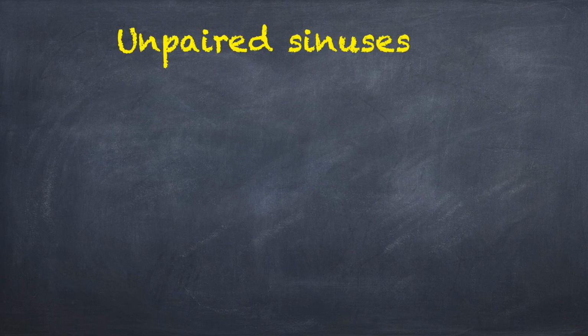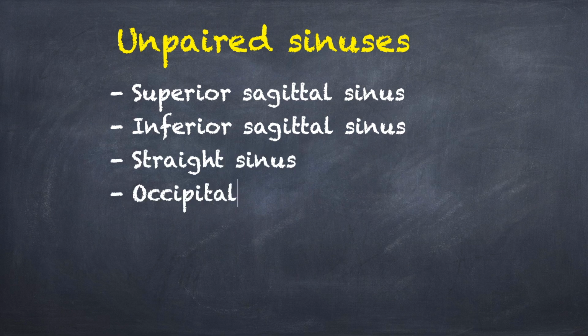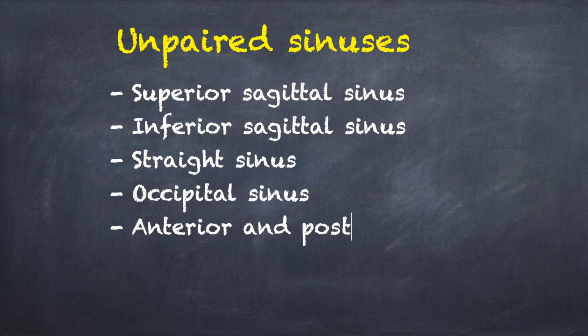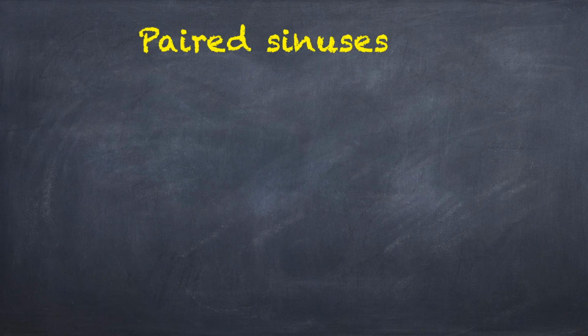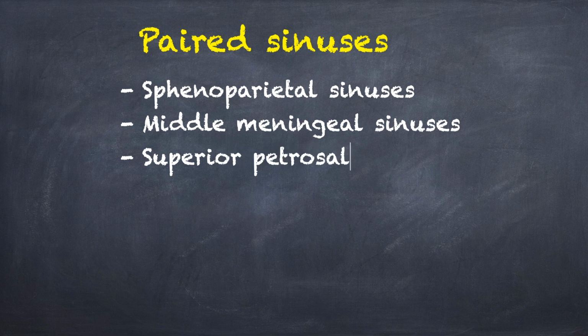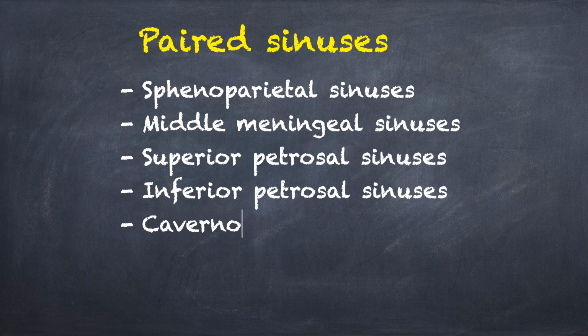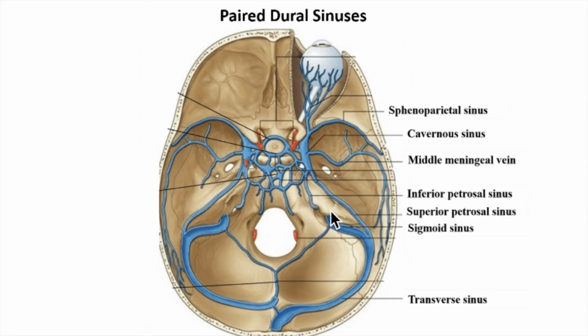So what are the unpaired sinuses? Superior sagittal sinus, inferior sagittal sinus, anterior intercavernous sinus, posterior intercavernous sinus, basilar plexus, then the occipital sinus, then straight sinus. These are all the important unpaired. Paired sinuses are the sphenoparietal sinus, cavernous sinus, superior petrosal sinus, inferior petrosal sinus, transverse sinus and the sigmoid sinus. So paired and unpaired sinuses are two more repeatedly asked questions.